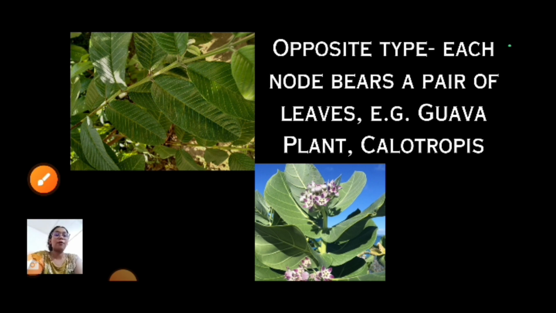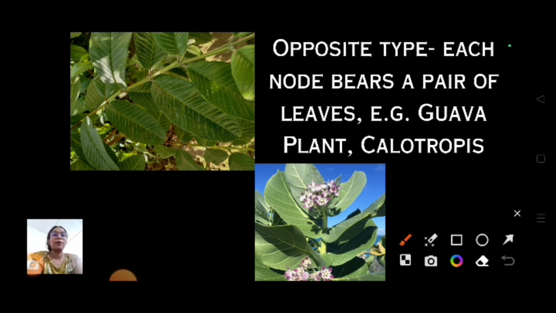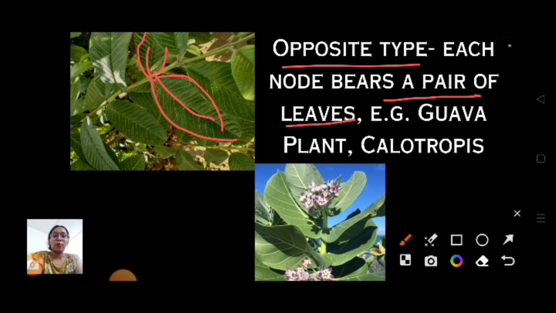Then the second type of phyllotaxy is the opposite type. In opposite phyllotaxy, you can see the leaves are oppositely arranged. If one is here, the other one will be there. Means in one particular node, two leaves will come out. Each node bears a pair of leaves.